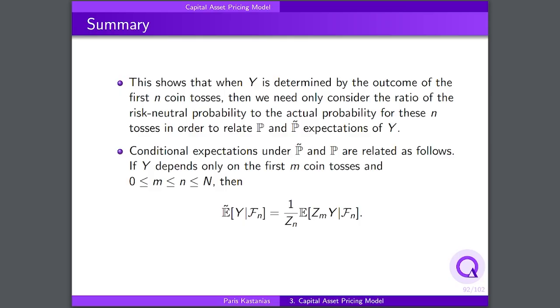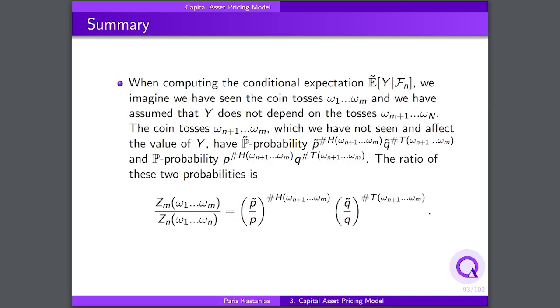Conditional expectations under p tilde and p are related as follows. If Y depends only on the first m coin tosses, and n is between 0 and m, then this formula is true. So the risk-neutral expectation of Y given Fn is equal to 1 over Zn multiplied by the expected value of Zm multiplied by Y given the information up until n.